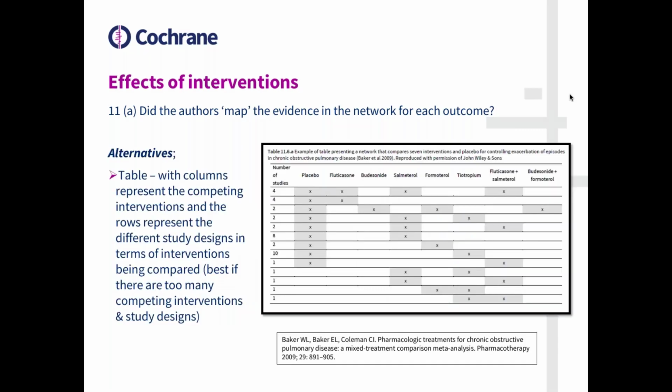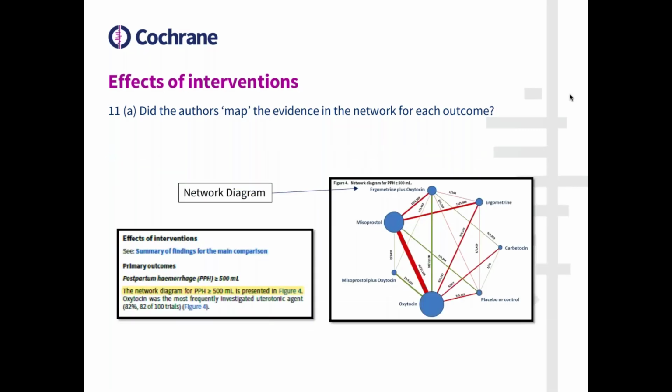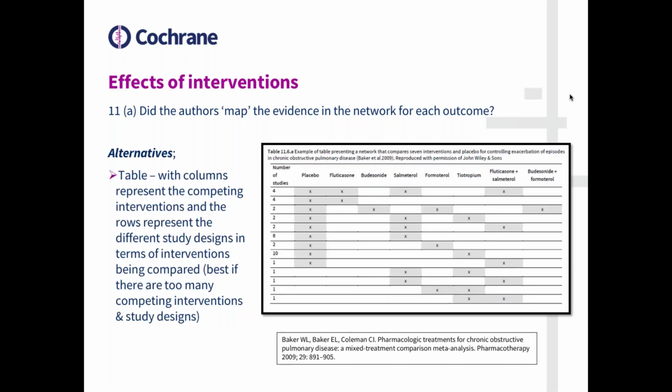Now, a network plot like that one is a very pleasant way to look at the map of the evidence, but it's not always feasible, especially if you have a huge number of different interventions or different study designs. When it's not really feasible, it is possible to map the evidence by presenting a table like the one we see here, where the different columns represent the different interventions and the different rows represent the different study designs in terms of the interventions being compared.